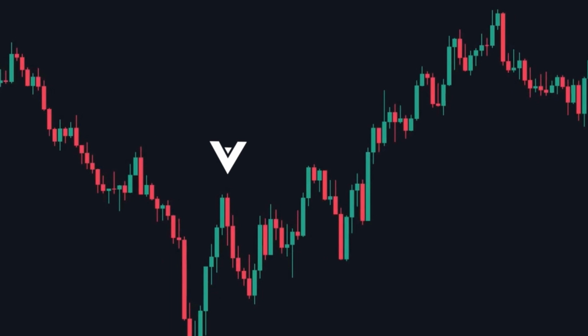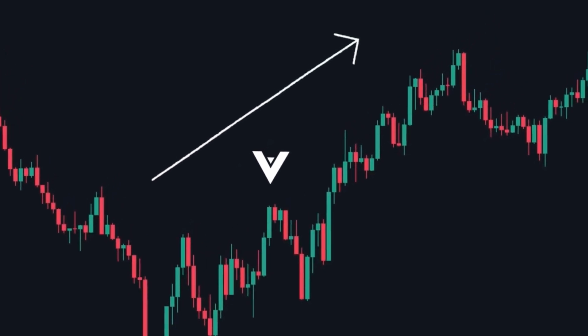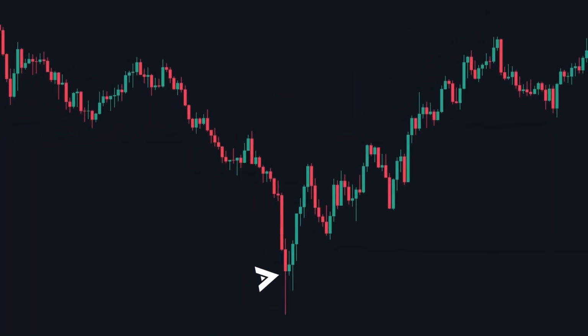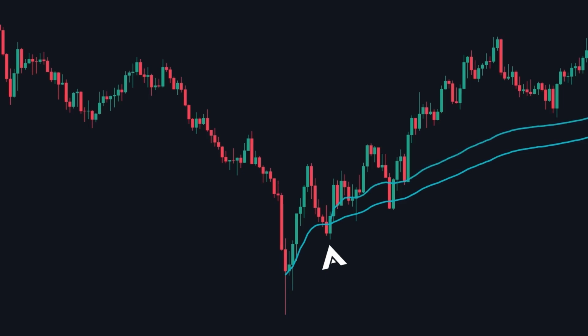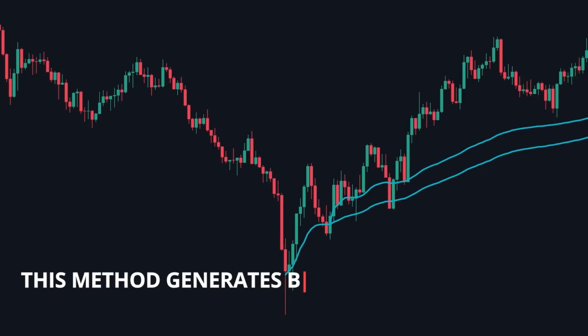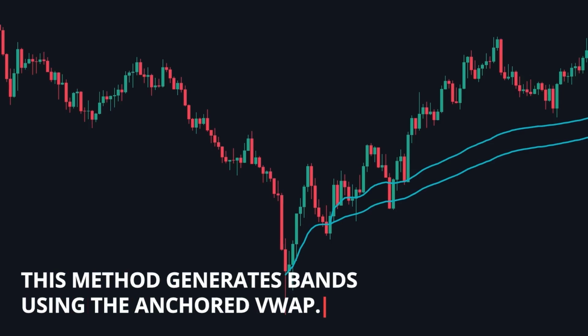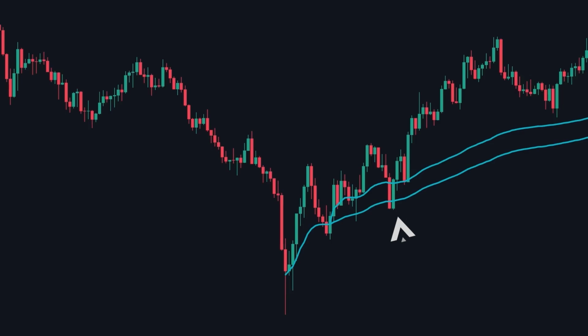The price then broke above this high, possibly signaling the beginning of an uptrend. We chose this candle as the starting point for the upswing and plotted the anchored VWAP from there. Next, identify the trend's first downtrend and draw another anchored VWAP starting from the end of that decline. This method generates bands using the anchored VWAP.